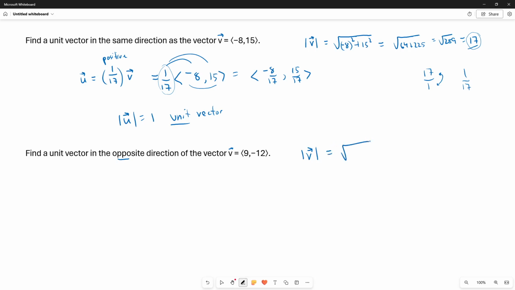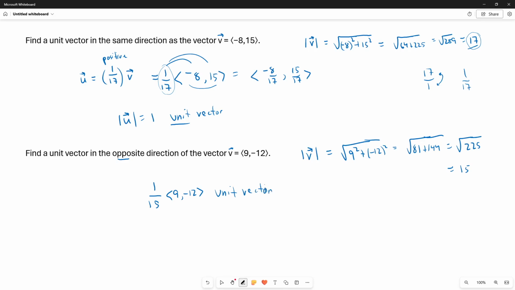So the magnitude of v here is the square root of 9 squared plus -12 squared. And this is the square root of 81 plus 144, and that's the square root of 225. And the square root of 225 is 15. So the magnitude of the original vector is 15. If I want to make a unit vector, I'll multiply by 1 over 15. So 1 over 15 times the vector 9, -12. That would be a unit vector.